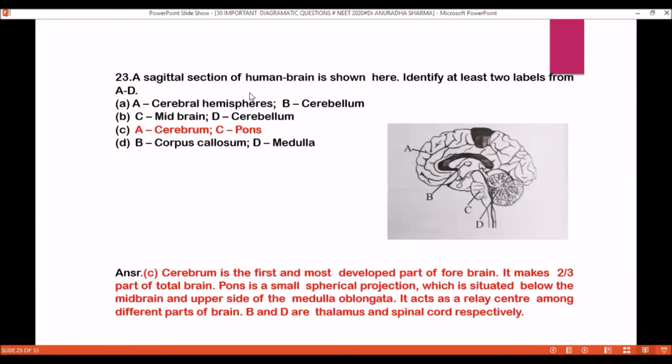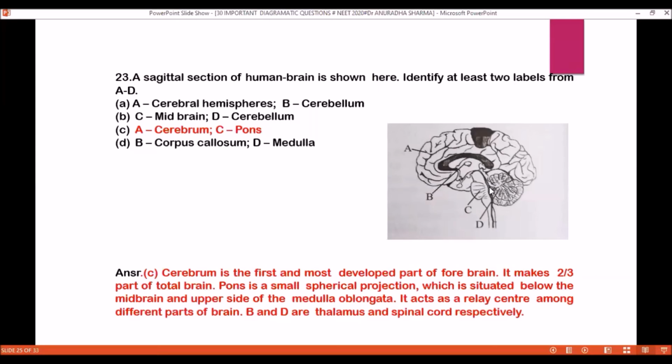Now next, a sagittal section of the human brain is shown. Identify at least two labels from A to T. So this is the diagram showing the brain. The cerebrum is the first and most developed part of the forebrain, and it makes up 2/3 of the total brain.